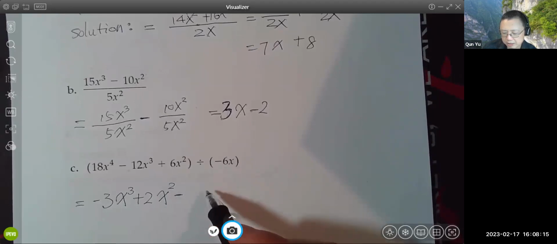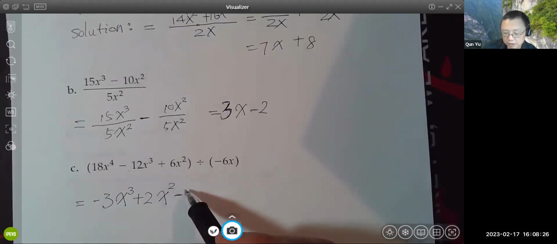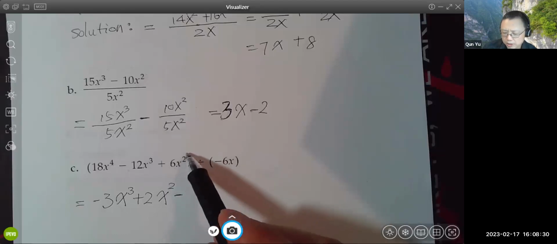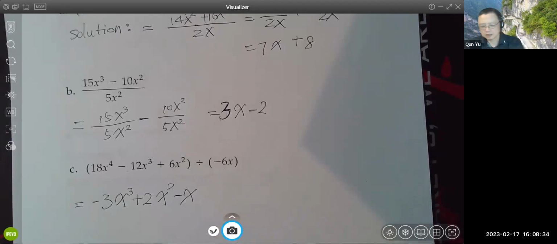If you have some other variables or numbers, you don't have to write negative 1 because negative 1 will multiply by others, won't change anything. But if you only get 1 or negative 1, you have to write it. So x squared divided by x, that's 1x left. So this is the final answer.